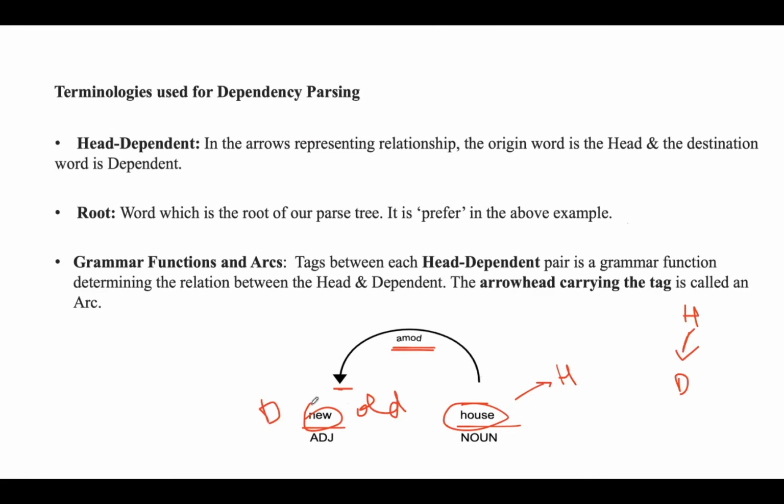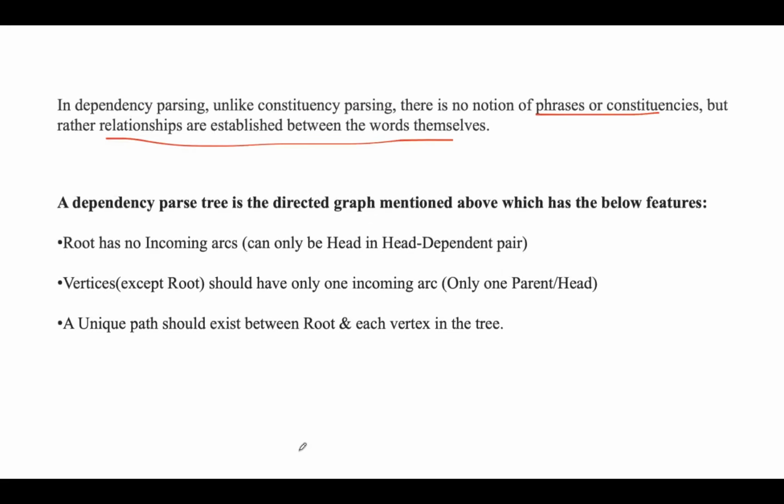So this is a vertex. This vertex has only one incoming arc. So it should have only one parent or head. And a unique path should exist between root and vertex. So there should be a unique path between the root and each vertex or dependent node. So those are three important points in a dependency parse tree.